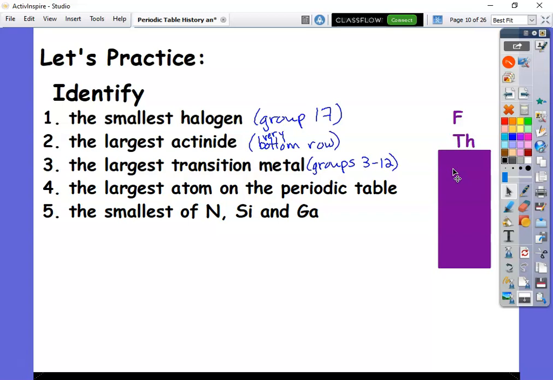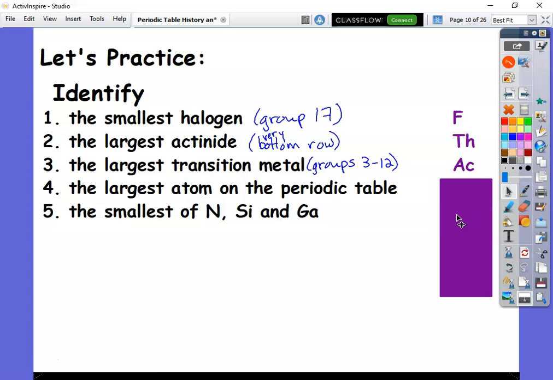Number 3, the largest transition metal. Transition metals are groups 3 through 12. So we have basically like a rectangular shape of the periodic table that we are considering, lots of elements here. But we want the largest transition metal. So if we remember that atoms get larger as we go down, and atoms get smaller as we go to the right, that means that we want to go to the bottommost row of transition metals, and we want to go furthest to the left, because as we go to the right, they get smaller. And so we're looking at the element actinium in row 7.